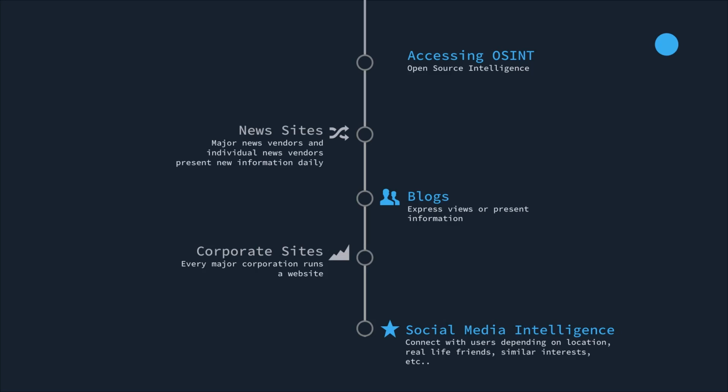Moving on, we have social media intelligence. And this is a very, very big part. This is probably the biggest source of information, because almost everybody has a social media account. Facebook, Twitter, LinkedIn. There's tons of them. Even dating sites. You can find locations, real-life friends, similar interests, maybe jobs they worked at, who their parents, friends, everything is on there, and people post on a daily basis.